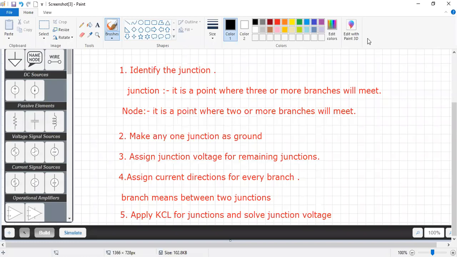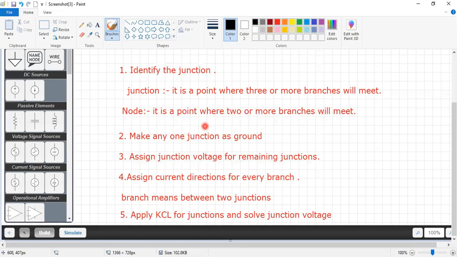So now in this class we are going to learn the process of junction analysis, or node analysis. Initially, identify the junction. A junction is a point where three or more branches, or three or more elements, will meet. And a node is a point where two or more elements will meet. But we are going for junctions.